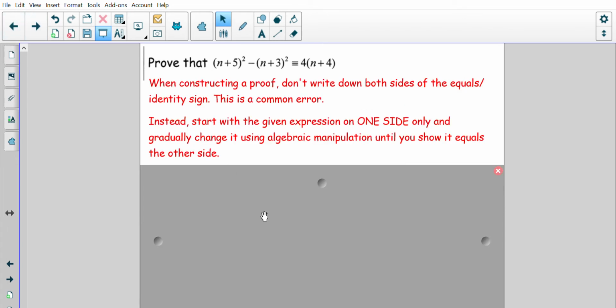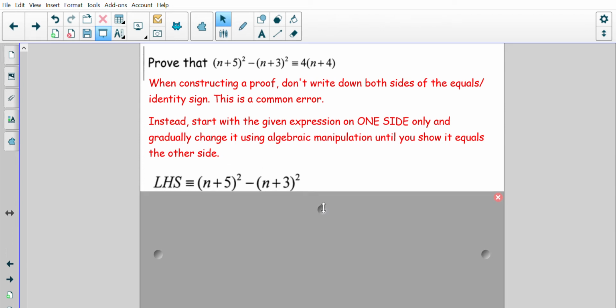So the first thing to realise is when we're constructing a proof, we don't ever write down both sides of the equals or identity sides, and we don't ever work on both sides at once. It's not like an equation where we're working on both sides, doing the same to both sides. This is a common mistake with proof layouts. Instead, we start with one side only, usually the left-hand side, but it doesn't have to be. We use algebraic manipulation to gradually change this side until we show that it equals the other side.